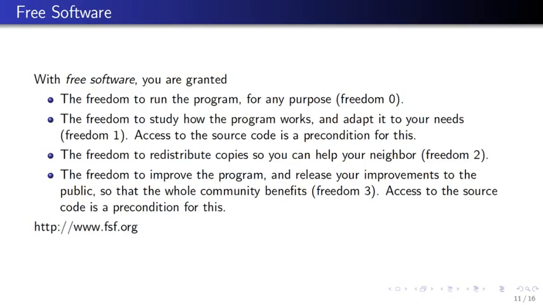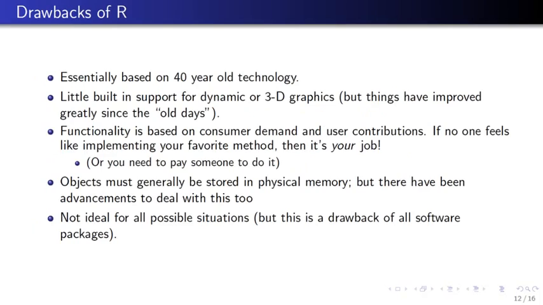Freedom 2 is that you have the freedom to redistribute copies, so you can help your neighbor. And so the idea is that you can give copies to other people, you can sell copies, you can do whatever you want with it. And lastly, you have the freedom to improve the program and release your improvements to the public so the whole community benefits. So this is freedom 3, and the idea is that when people make changes to the program, they can release them to the public so that everyone gets those changes. And so these basic freedoms are outlined by the Free Software Foundation. You can see more about it at their website there.